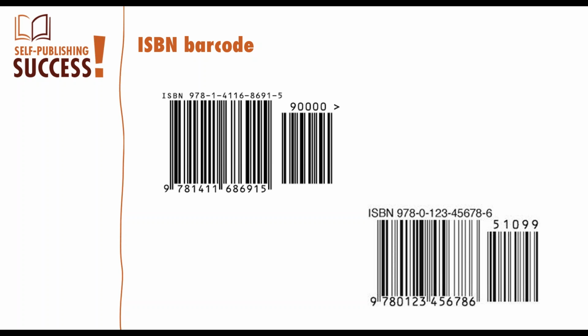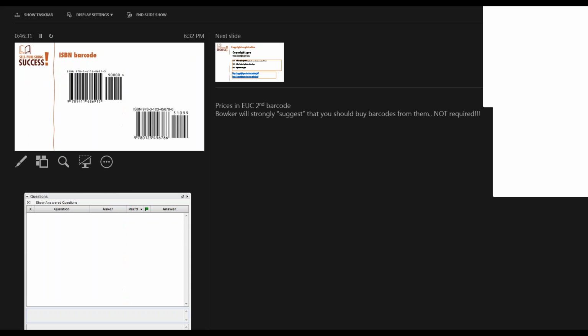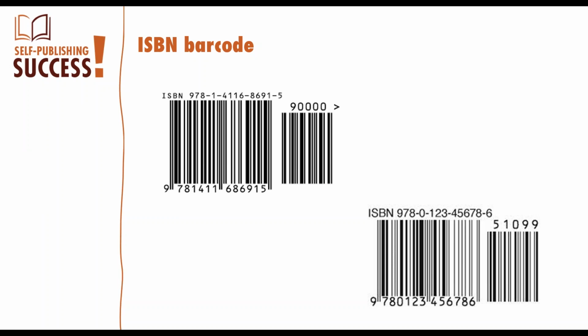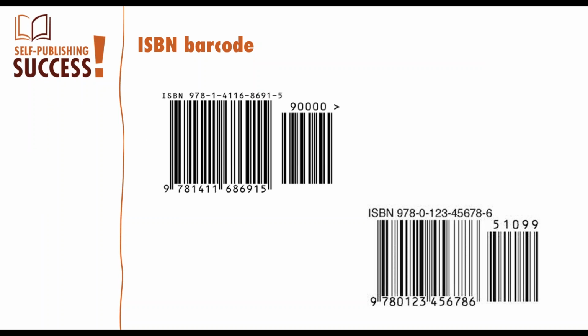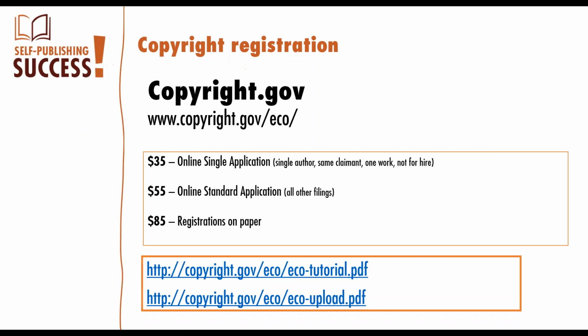So plan ahead of time what price you want in that barcode and use it. You can make changes if you really do need to. You can create a new barcode, put it on your cover, resubmit it to the printer. You're good. Just a little bit more work than if you use the 9 code. I do suggest it. Okay, we're going to talk about copyrights.